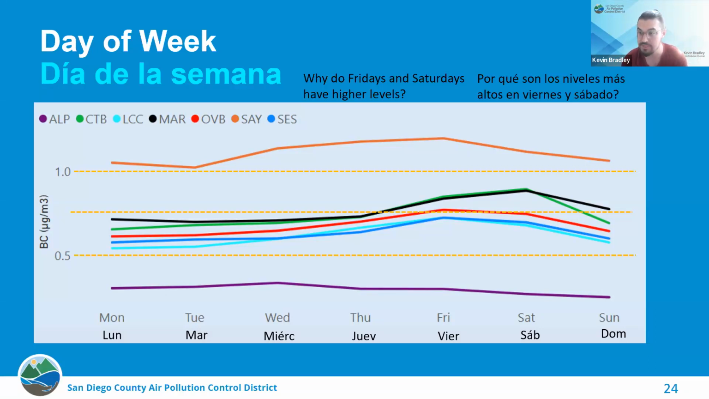I think someone mentioned recreational ocean vessels, like sailboats that need to use their engines to get past the surf before they can rely on their sails. Things like that may be a factor, but we don't really know specifically why Friday, Saturday we're seeing these kind of elevated levels. We do see on this slide again that orange trend line, the San Ysidro graph, that we're seeing the highest levels at San Ysidro still.